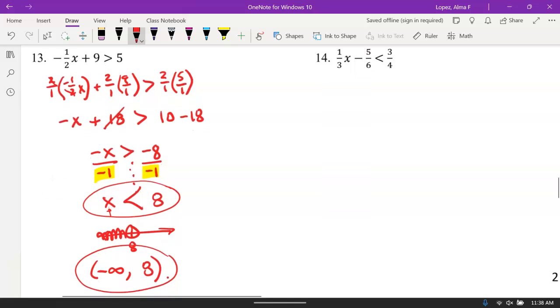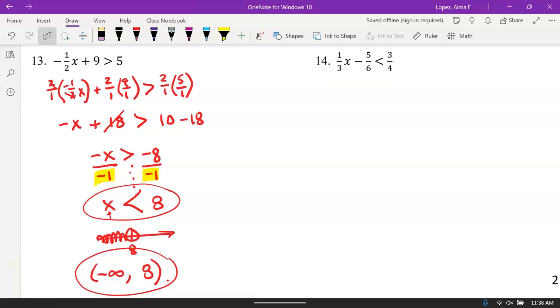Number 14. I need a common denominator on this one, so I'm going to use multiples of my biggest number. 6, 12, 18. All I'm doing is 6 times 1, 6 times 2, 6 times 3, 6 times 4. Now, do 3 and 4 divide into 6? No. Do 3 and 4 divide into 12? Yes, that's our least common denominator. So I'm going to multiply through by 12 on each term.